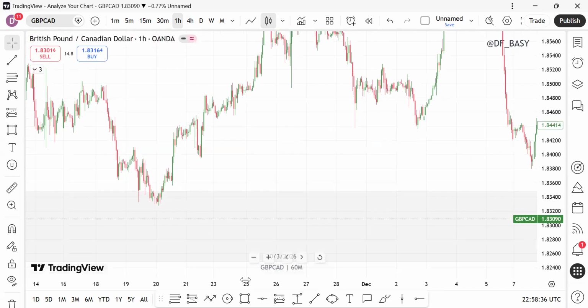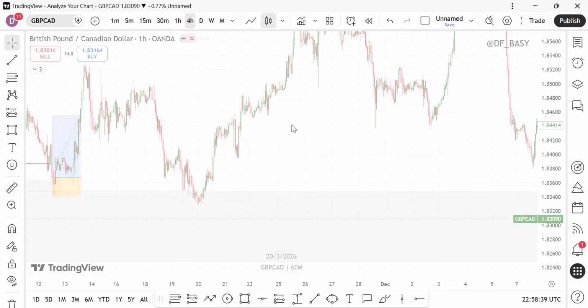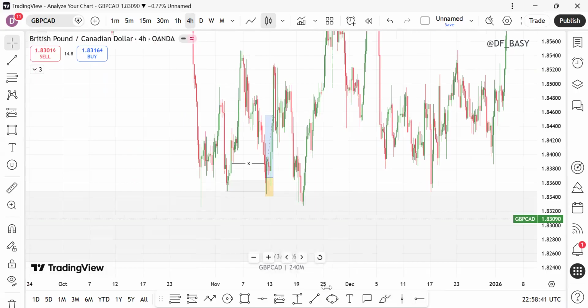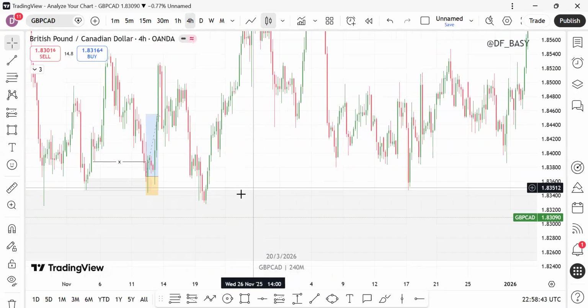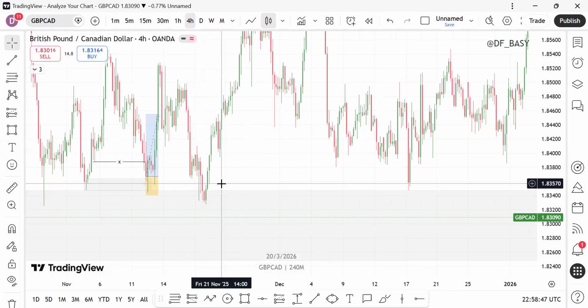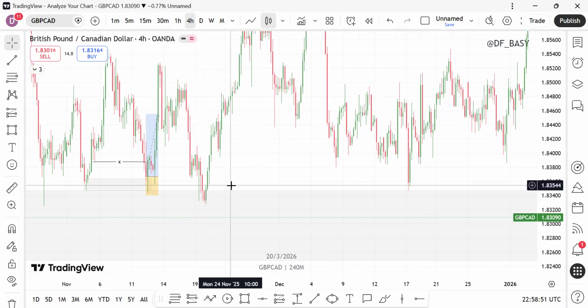So the next order block is this one. Let me go to the 4 hour time frame. Fair enough, on the 4 hour time frame, the next order block is this one. Though there's no proper fair value gap, this would have acted as a fair value gap here, but it's slim. It's too slim.